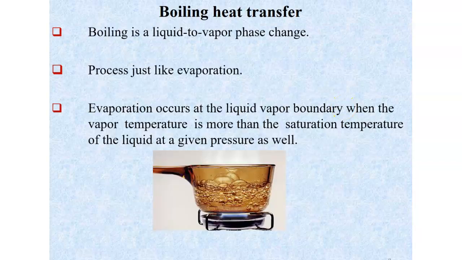Okay, next one is boiling heat transfer. Boiling is a liquid to vapor phase change. The process is just like evaporation. Evaporation occurs at the liquid-vapor boundary, where the vapor temperature is more than the saturation temperature of the liquid at the given pressure. So evaporation happens at the liquid-vapor boundary; this is vapor over here, liquid down here, so you have a boundary in the middle. Let's draw this one.